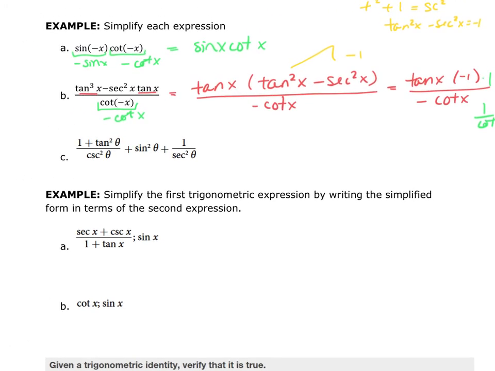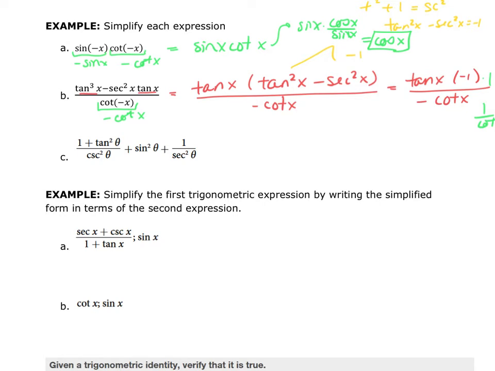Oh, and I just thought about this. Tangent and sine and cosine, actually, that's going to simplify some more. So let's just finish that off. Sine x. Cotangent is the cosine of x over the sine of x, which means my sine x's will cancel, and my final answer is the cosine of x. So that's my final answer for that one.